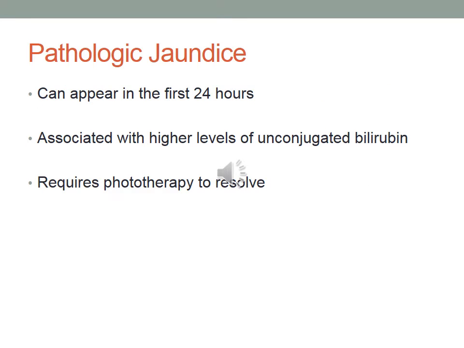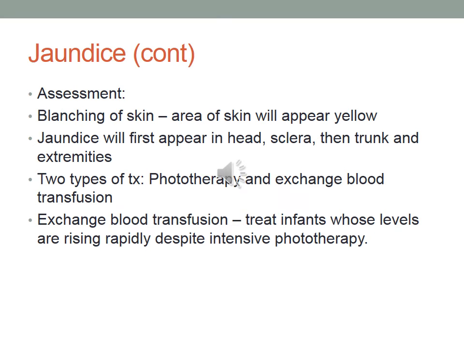Pathologic jaundice can appear in the first 24 hours associated with higher levels of unconjugated bilirubin, and this is the type that requires phototherapy to resolve. Assessment for jaundice, we blanch the skin. The area of the skin will appear yellow. Jaundice will first appear in the head, sclera, then the trunk, and extremities.